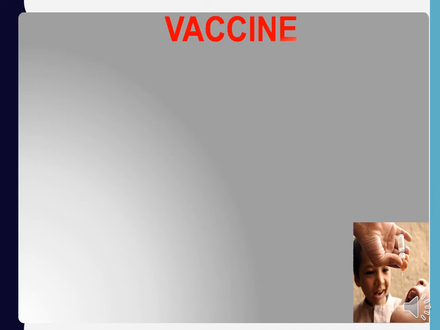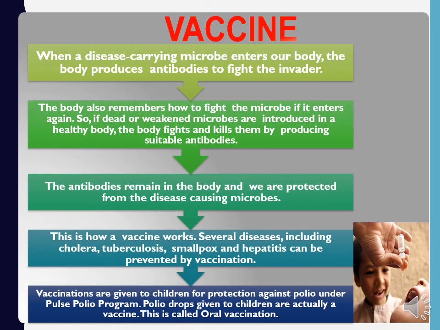Next is vaccine. When a disease causing microorganism enters our body, the body produces antibodies to fight the invader. Now, the body remembers how to fight this kind of disease causing microbes. So, if dead or weakened microorganisms are introduced in a healthy body, then what will happen? The body will start learning how to fight, and hence it will be storing the strategy to fight in form of antibodies. These antibodies remain in the body and we are protected from the disease causing microbes. And this is how a vaccine works.